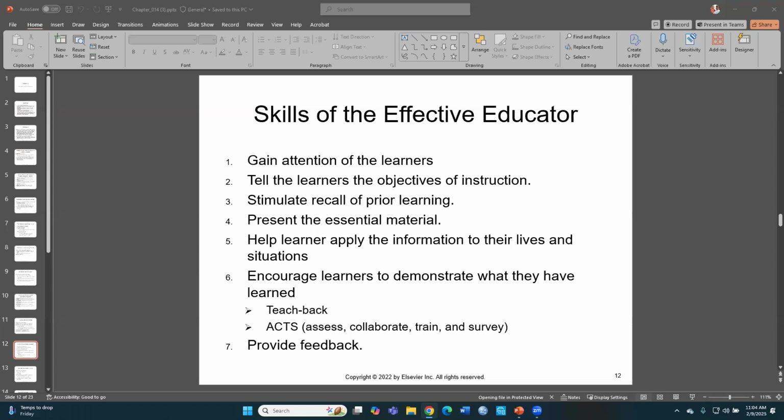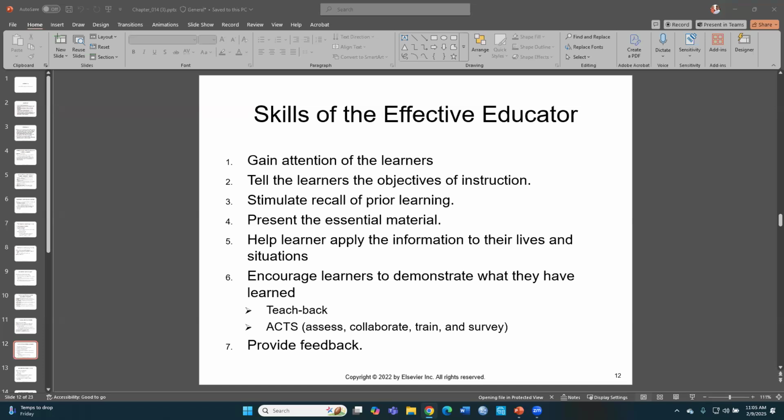We want to tell the learners the objectives of instruction. So what's the purpose for them being here? We want to stimulate recall of prior learning. So we can do that by asking questions, getting an understanding of what they know about the subject already. This way you can also help to clear up any misconceptions that they may have.